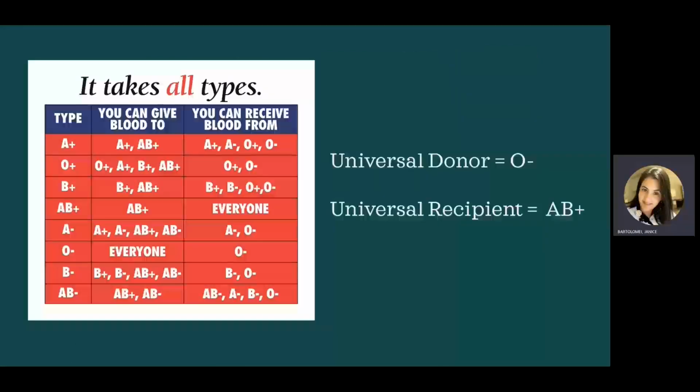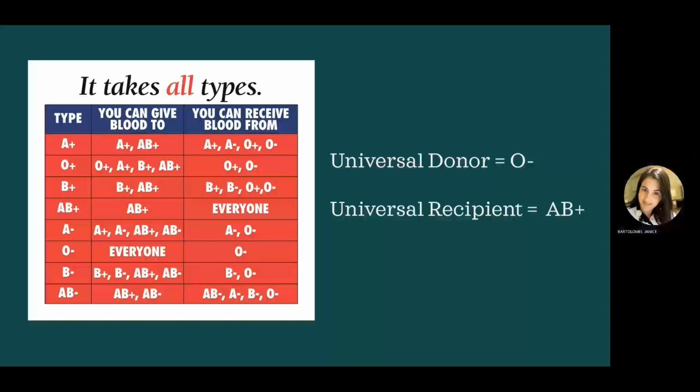Someone that is O negative is called the universal donor, and someone that is AB positive is said to be the universal recipient, meaning they could receive blood from really anyone. With O negative, they could donate blood to really anyone. Based on that Rh factor and these antigens that we have, certain blood types can only receive from particular ones.